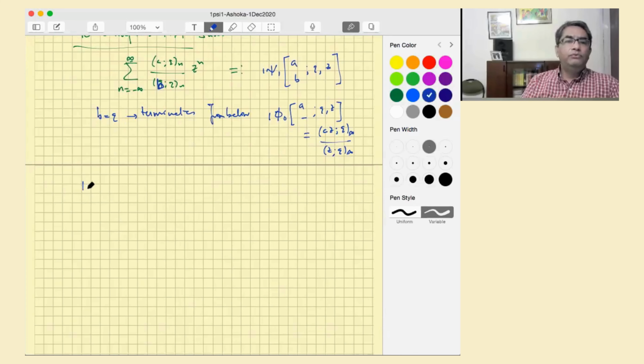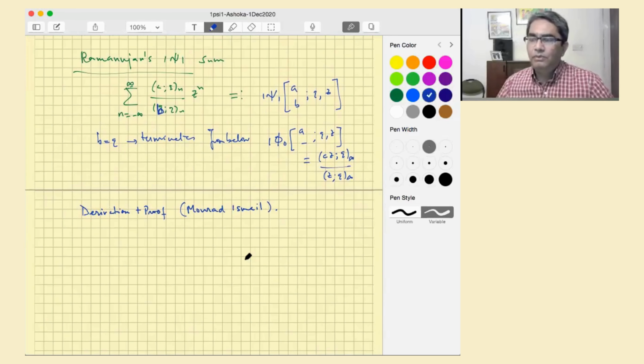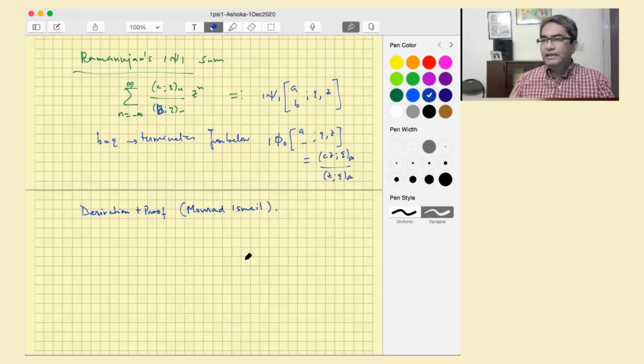And now the proof of this, it's actually a derivation more than a proof. And this proof is due to Mourad Ismail. So I should mention that almost all the things that I'm doing so far are taken from two sources. I mean, one source really. It's Askey's lectures, and then those lectures have been sort of perfected into a book by Andrews, Askey, and Roy.